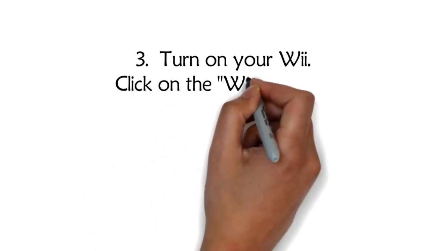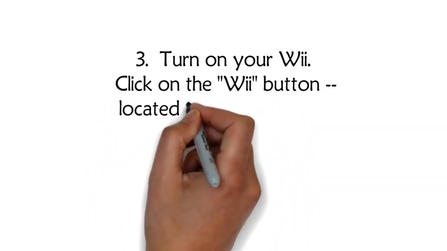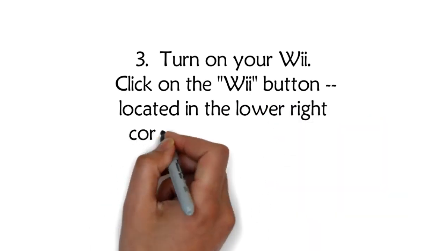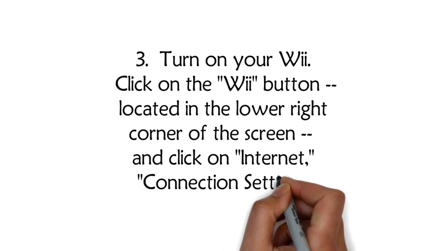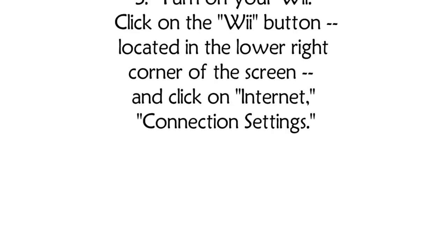3. Turn on your Wii. Click on the Wii button, located in the lower right corner of the screen, and click on Internet. Connection settings.